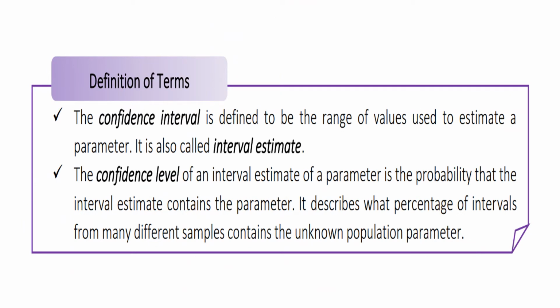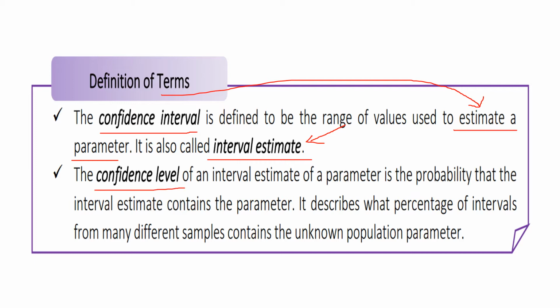For the definition of terms, the confidence interval is defined as the range of values used to estimate a parameter. So we simply use the confidence interval for us to estimate a parameter. It is also called an interval estimate. Another term for your confidence interval is your interval estimate.